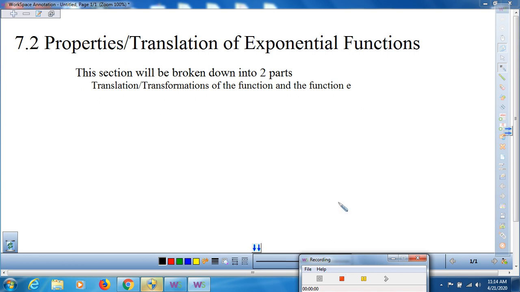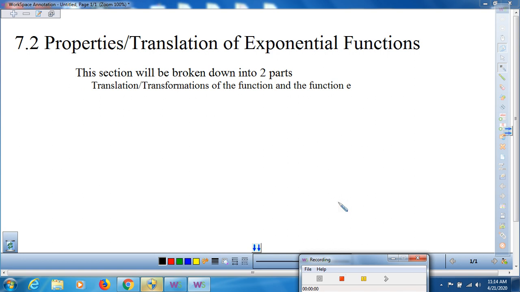All right, good morning. Today we're going to talk about 7.2, properties and translations of exponential functions. I'm going to break this up into two sections. The first section we're going to talk about the translations. The second section we're going to talk about the function e, or y equals e to the x. So let's start with our translation portion.